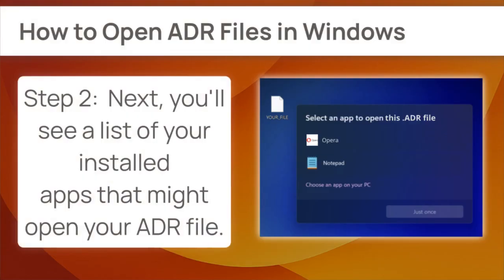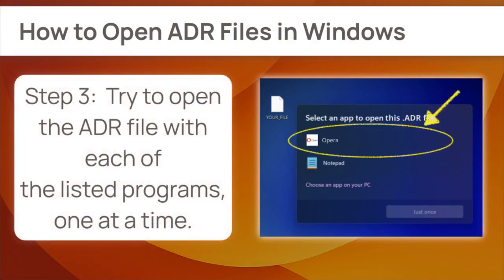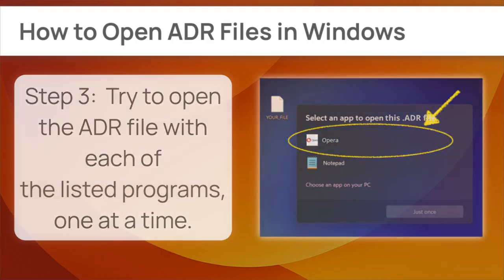Right-click your ADR file and choose Open With. Test Opera first. If it fails, select another application. The solution lies in finding the right reader.